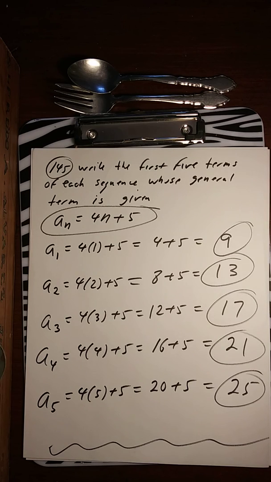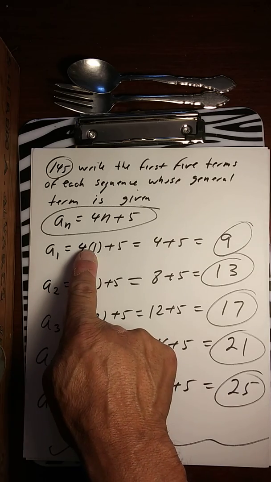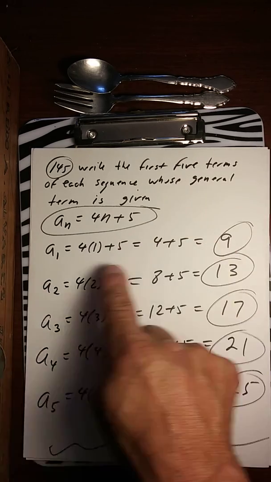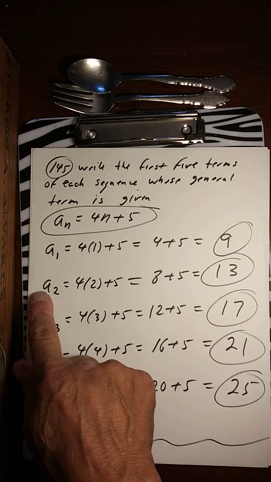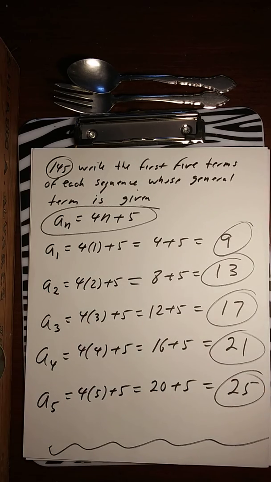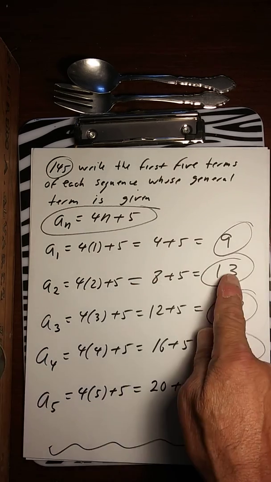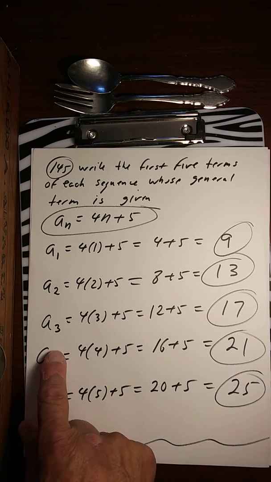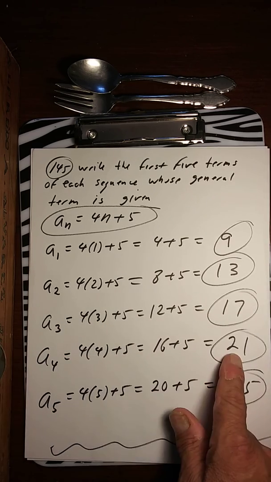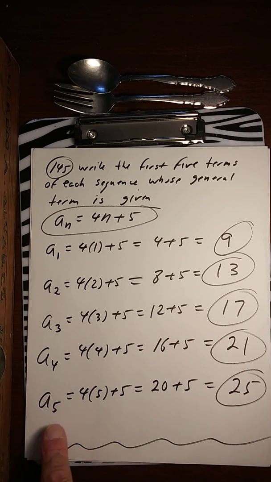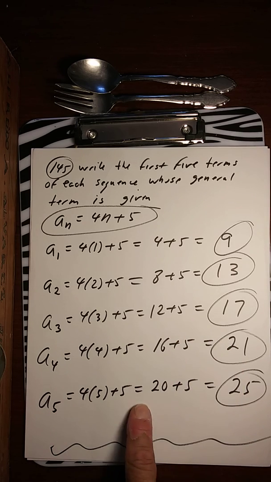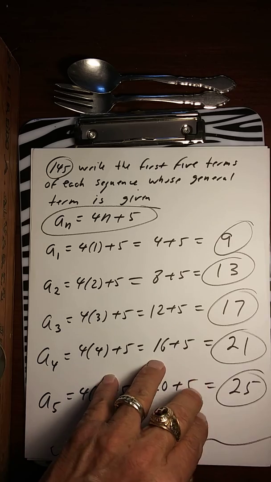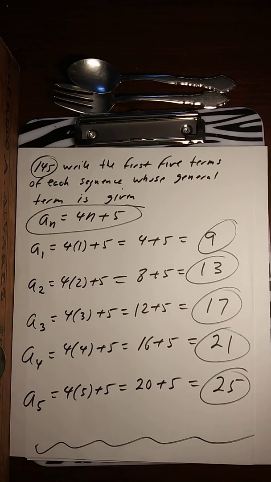Write the first five terms of each sequence whose general term is this. A of 1 means 4 times 1 is 4, plus 5 is 9. So A of 1 is 9. A of 2 is 4 times 2 is 8, plus 5 is 13. A of 3 is 4 times 3 plus 5 is 17. A of 4 is 4 times 4 plus 5, 16 plus 5 is 21. A of 5 is 4 times 5 is 20, plus 5 is 25. And that's the end of that then.